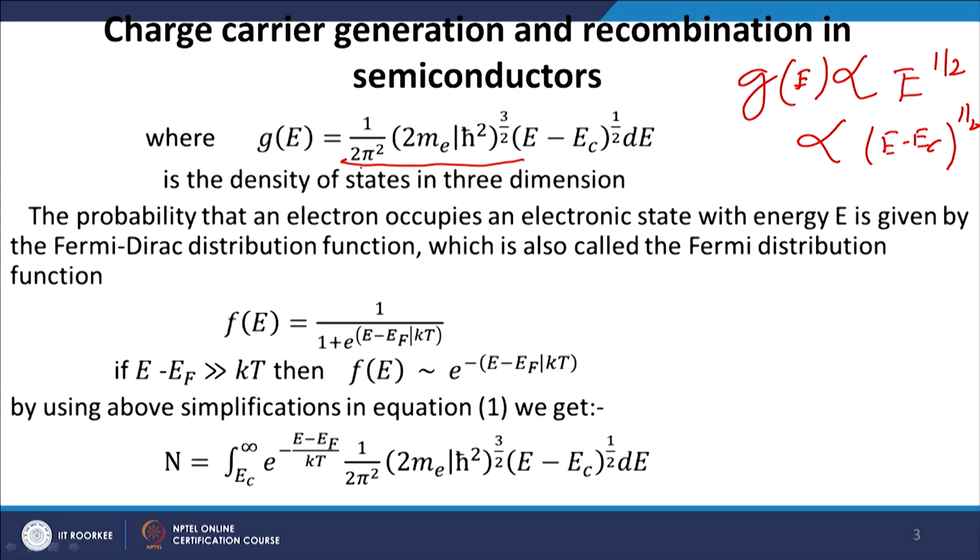So, g(E) is 1 over 2 pi square, 2 m_e by h bar square whole 3 by 2, (E minus Ec) to the power half. That is the density of states in 3 dimensions. Now, what is the probability of occupancy?